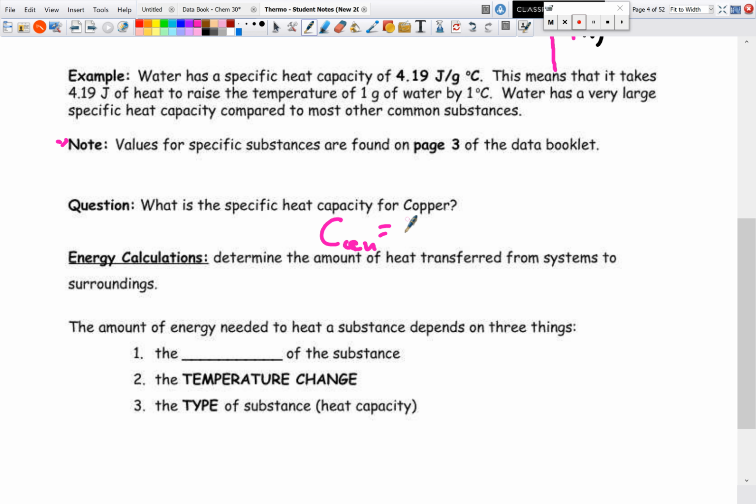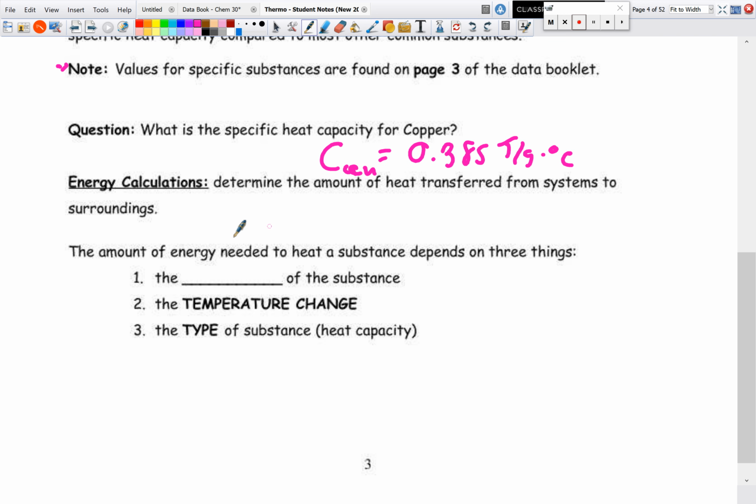The specific heat capacity of copper is 0.385 joules. Oh, that's an ugly looking J. Let me erase that. Go back. Joules per gram degree Celsius.